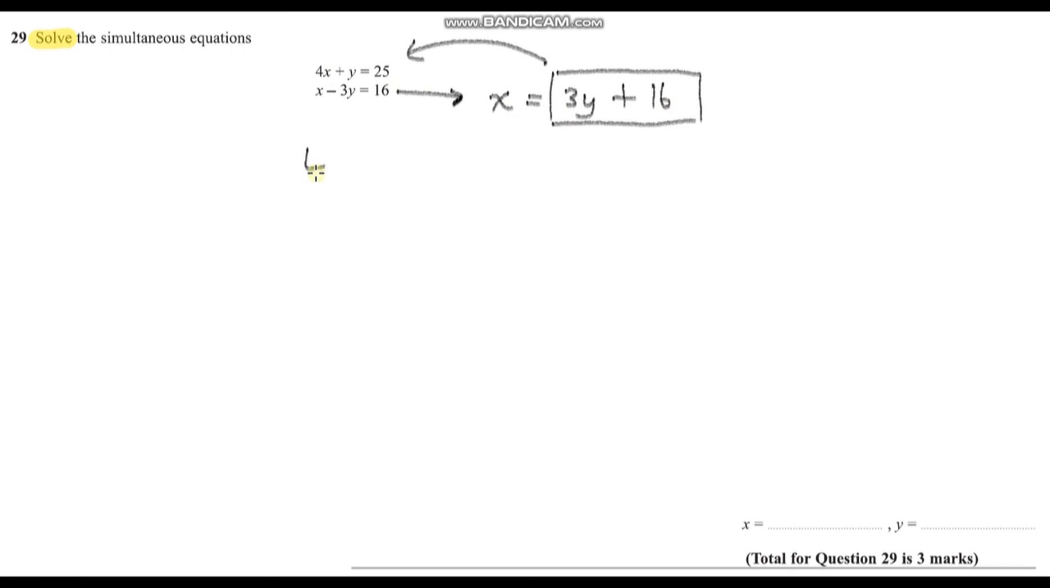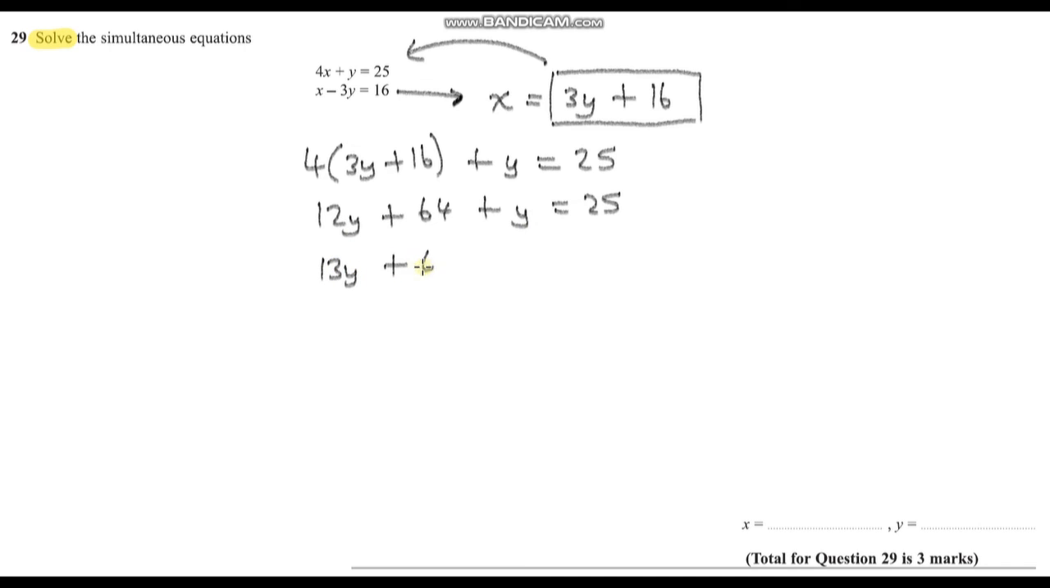So we're going to have 4 times x. Well, so it's going to be 4 times 3y plus 16. And then plus y, and that equals 25. So let's just expand the brackets. So 4 times 3y is 12y. And then 4 times positive 16 is 64. And then plus y equals 25. Now if we combine like terms, 12y plus y, well that is 13y, plus 64 equals 25.